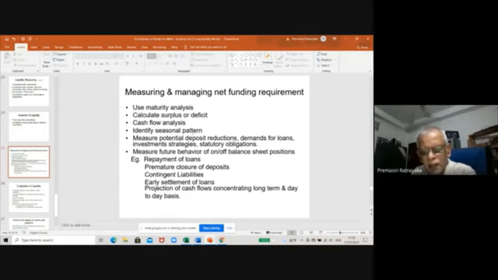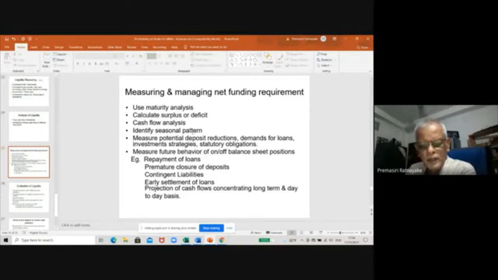Measuring and managing net funding requirement. Use maturity analysis to measure and manage net funding requirement, then calculate surplus or deficit. Cash flow analysis: identify seasonal patterns, measure potential deposit reductions, demands for loans, investment strategies, and statutory obligations.